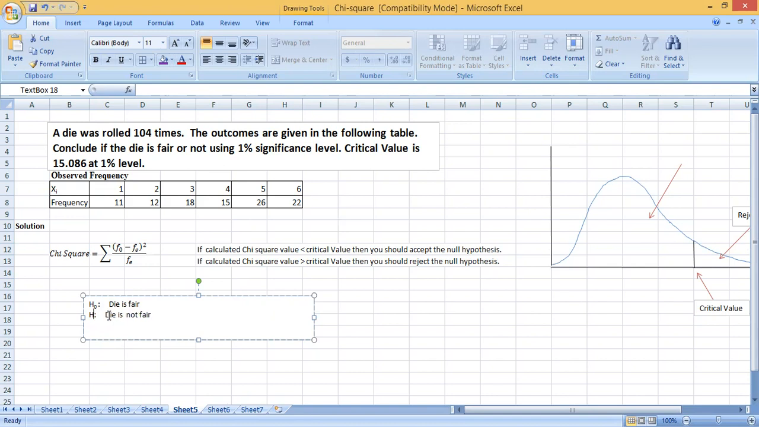HA is the alternative hypothesis. Clear? These are the two hypotheses. Clear?